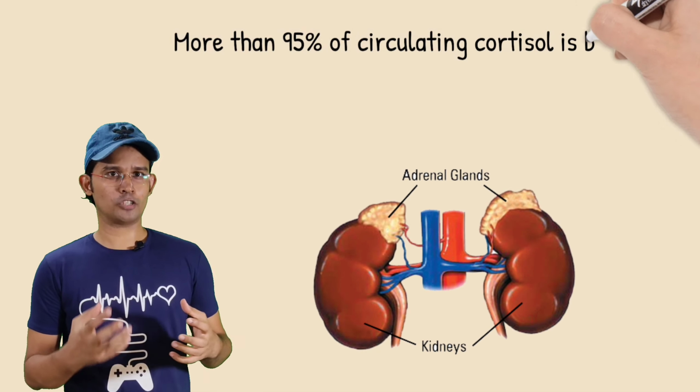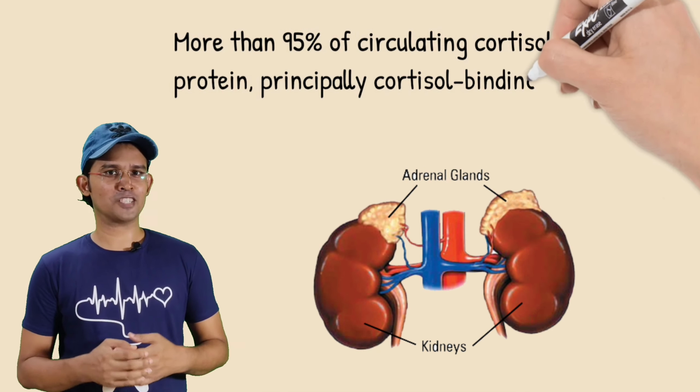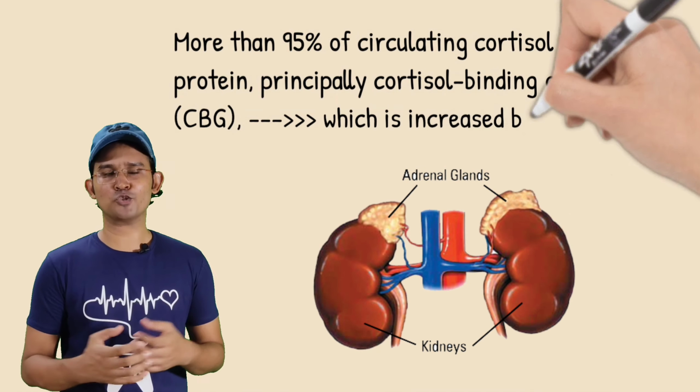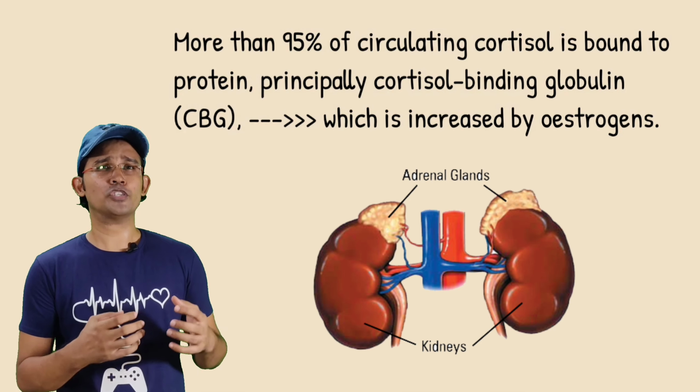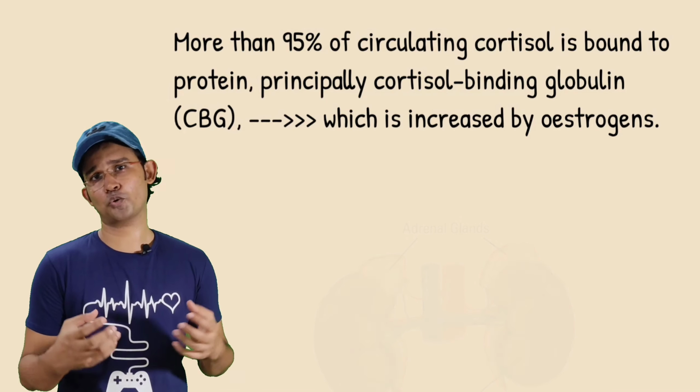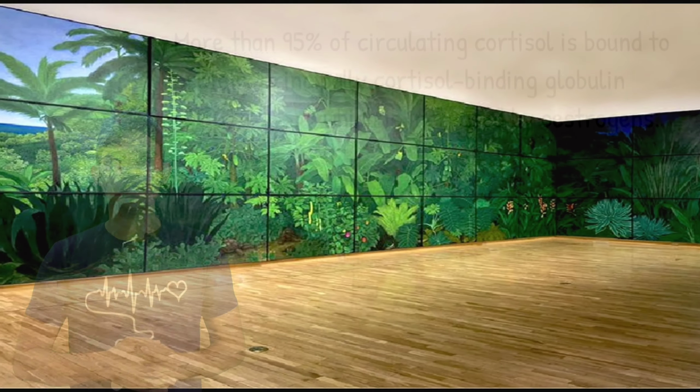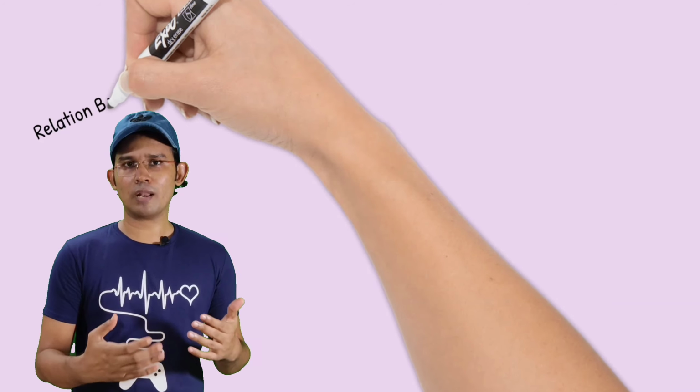Now let's talk about cortisol. More than 95% of circulating cortisol is bound to a protein that is called cortisol binding globulin, which is increased by estrogen. The relation between cortisol and aldosterone.